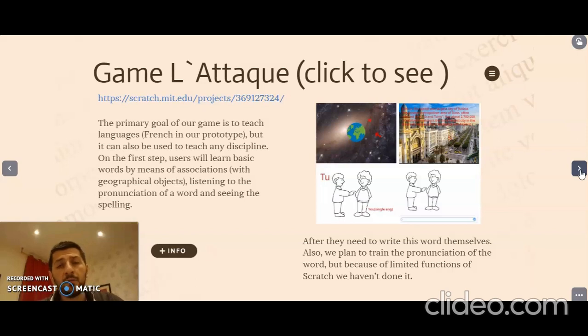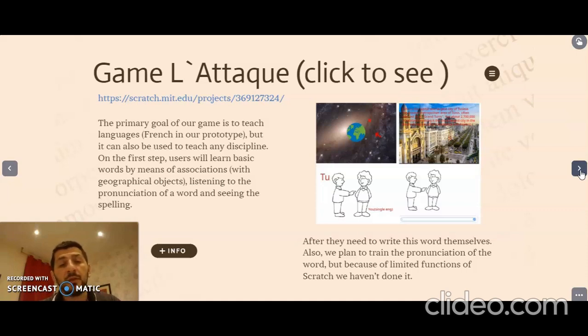We made a game for adaptive learning language acquisition. There are two parts of the game, because Scratch does not give the possibility to make them together, as it does not have the functionality to develop completely what we wanted. The primary goal of our game is to teach language, French in our prototype, but it can also be used to teach any discipline.